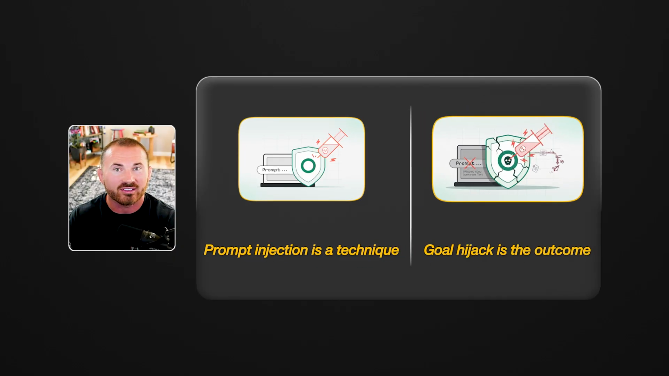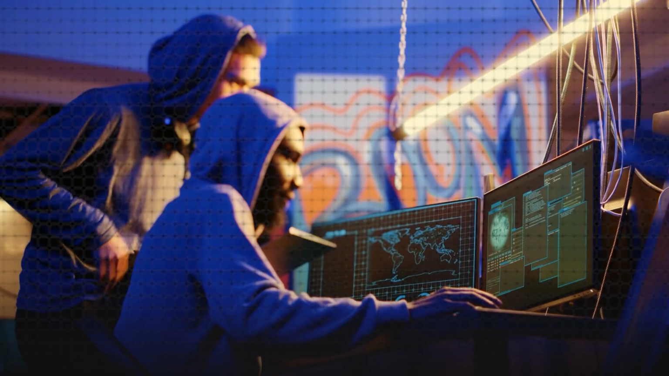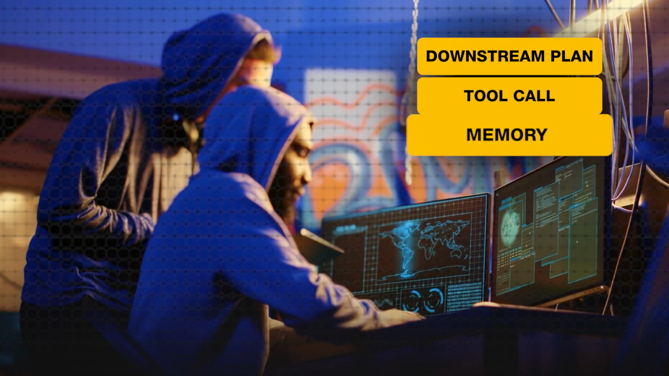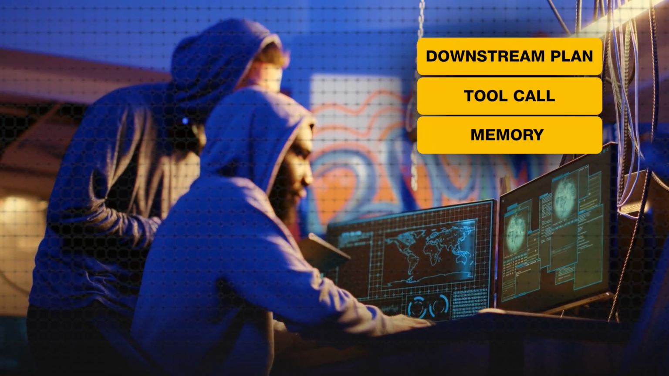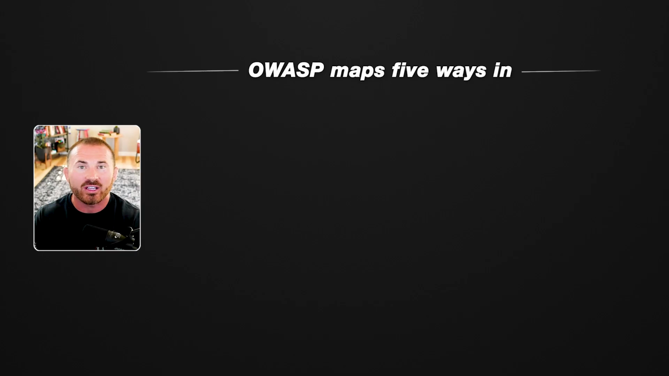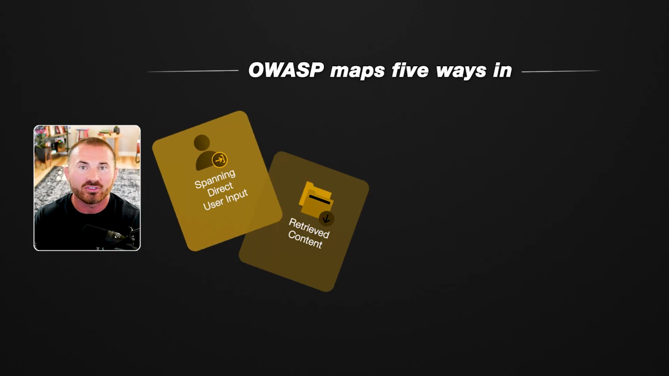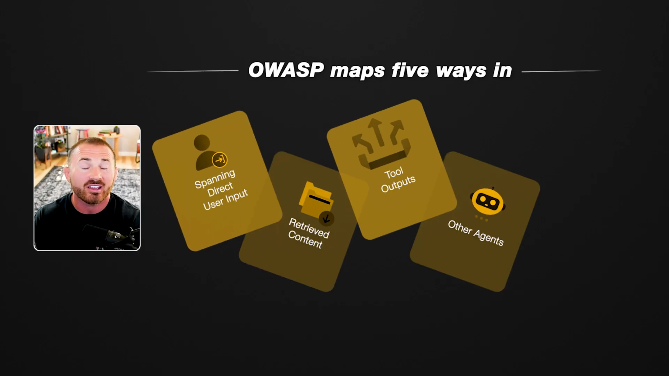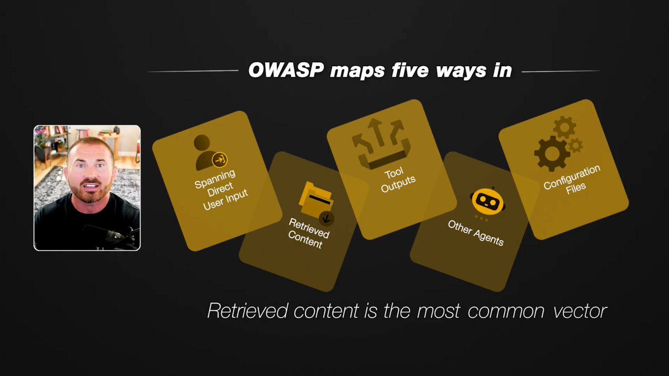If you already know prompt injection, here's the distinction that matters. Prompt injection is a technique. Goal hijack is the outcome. Inject a chatbot and you corrupt one response, which a human reads and can dismiss. Hijack an agent's goal, and every downstream plan, tool call, and memory write now serves the attacker's objective instead of yours. OWASP maps five ways in, spanning direct user input, retrieved content, tool outputs, other agents, and configuration files. Retrieved content is the most common vector and matters most for what comes next.